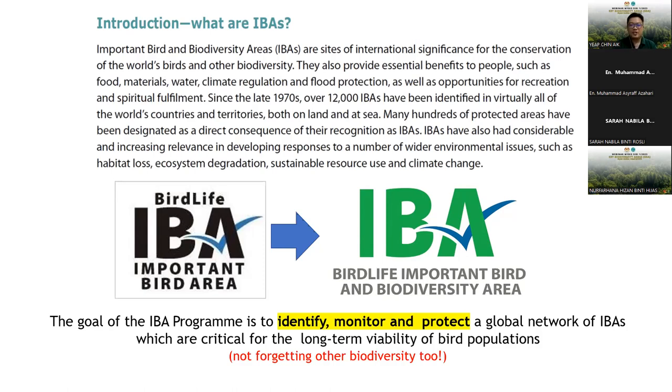So for us in Malaysia, kita dah lama ada IBA. But at that time, masa kita select ikut bird criteria, kita juga memasukkan mamalia juga, memasukkan some plants maklumat juga. And for plant, thanks to FRIM, we are able to do that.